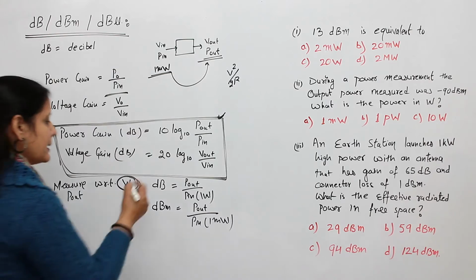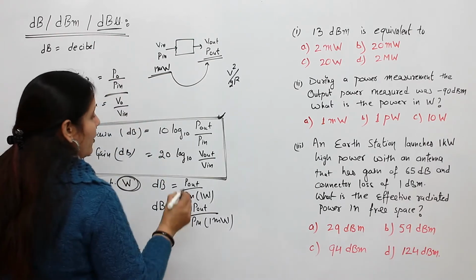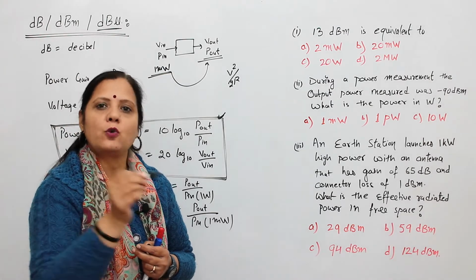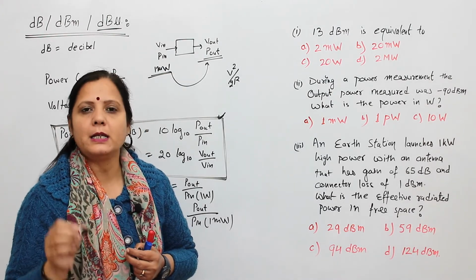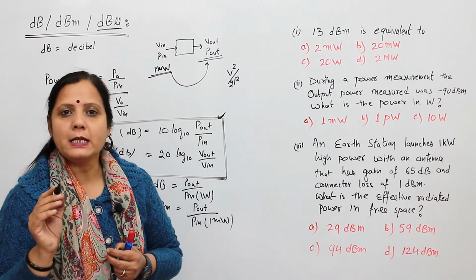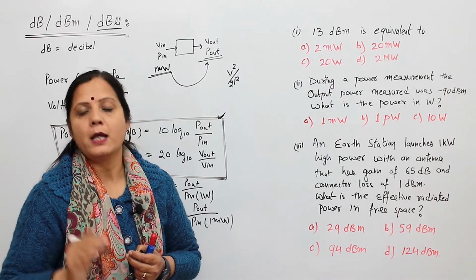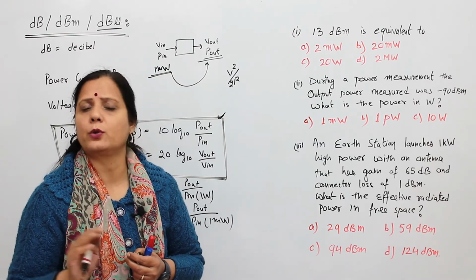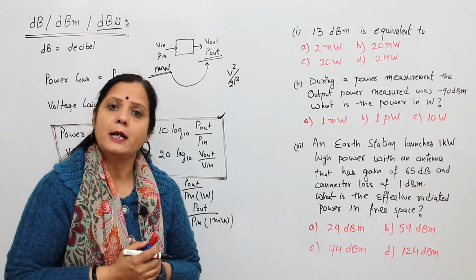Similarly, there is another term, dBmicro. When input power is 1 microwatt, how much output you are getting will be defined as power gain in dBmicro. These three are units to define your power gain. When your power is in the range of watt or kilowatt, you can go for dB. Power gain can be represented in the form of dB.